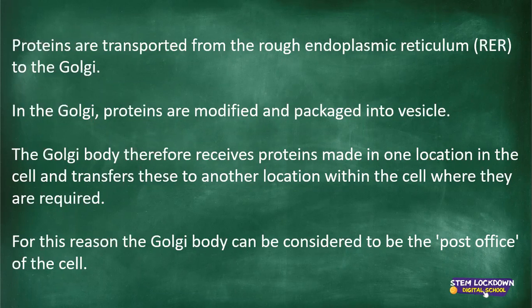The Golgi body therefore receives proteins made in one location in the cell and transfers these to another location within the cell where they are required. So they are made in one location in the cell and they are transferred to another location within the cell where they are required. For this reason, the Golgi body can be considered to be the post office of the cell.